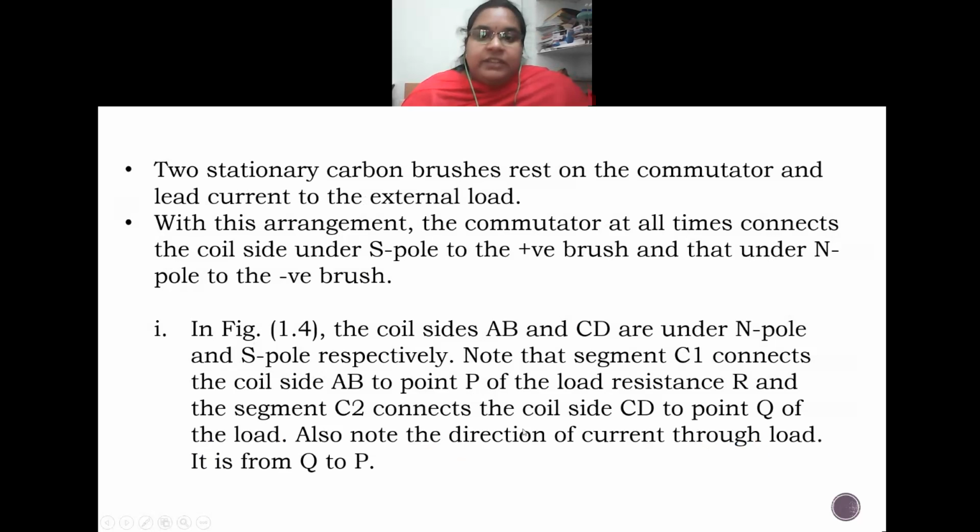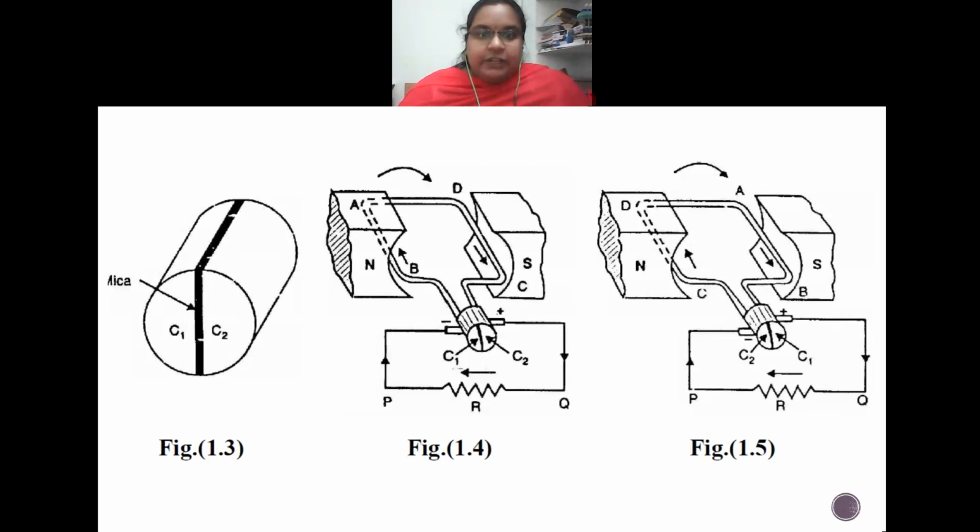With this arrangement, the commutator at all times connects the coil side under the south pole to the positive brush and that under the north pole to the negative brush. So here, C1 and C2 are rotating along with AB and CD, and these two are making sure that whatever coil is under the south pole influence is connected to the positive brush. In a similar manner, whatever coil is under the influence of the north pole is connected to the negative brush.